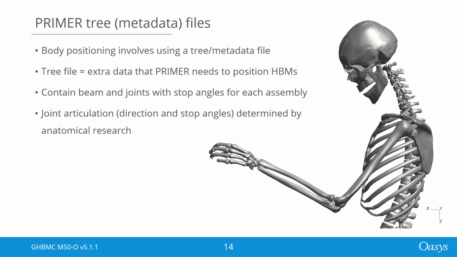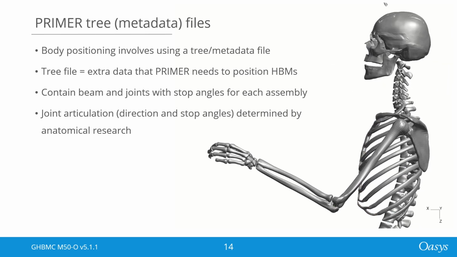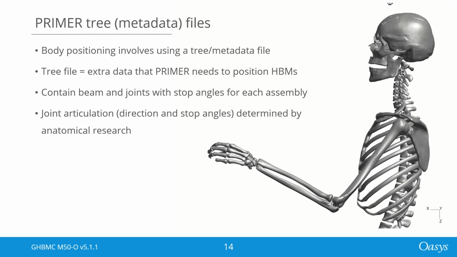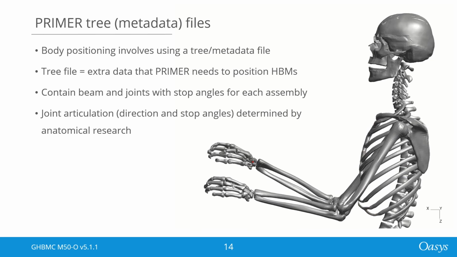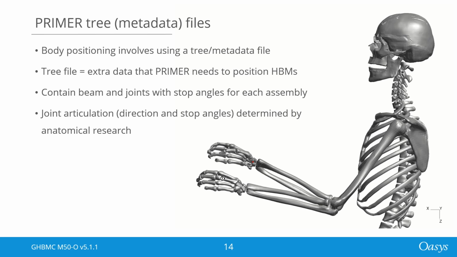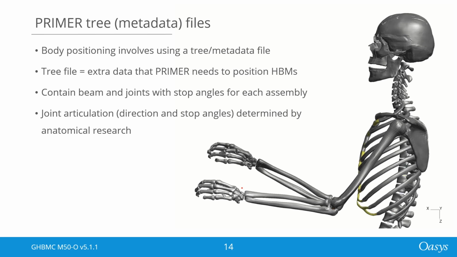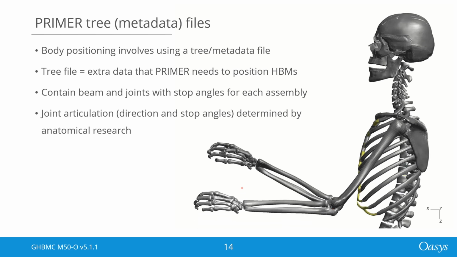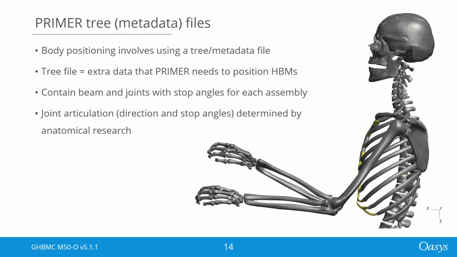Now, positioning of human body models in Oasys Primer involves using a tree file. A tree file in this context is simply a collection of ordinary LS-DYNA entities, but with extra data that defines how parts of the body are connected and in what order. It is this tree file that allows you to position human body models within the Oasys Primer software.